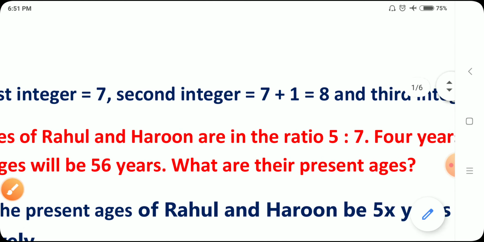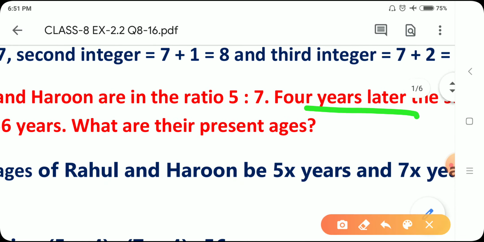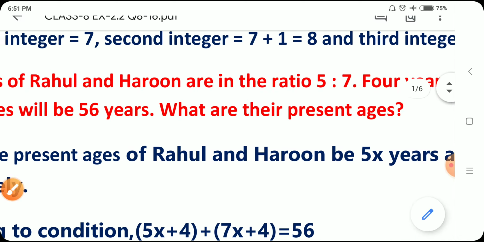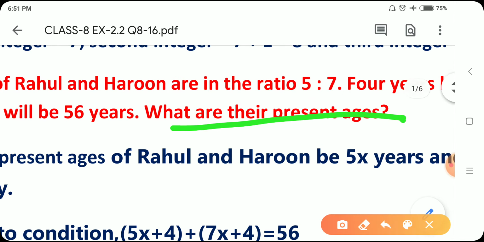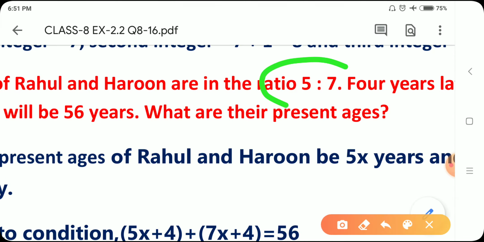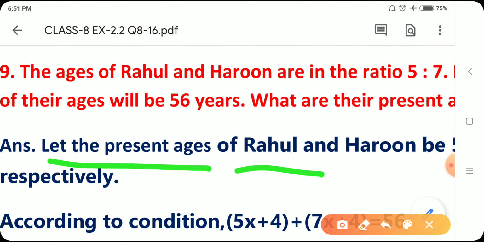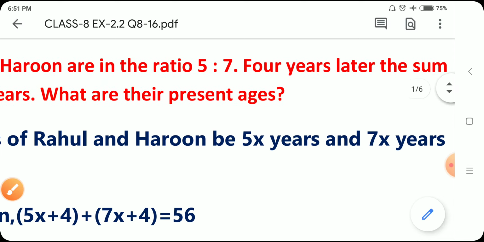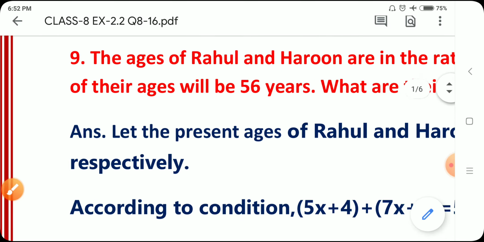Okay, let's move to the next question. Question number 9: the ages of Rahul and Harun are in the ratio 5:7. After 4 years, the sum of their ages will be 56 years. What are their present ages? We have to find out their present ages. The ratio is given, so first we take the present ages of Rahul and Harun as 5x years and 7x years respectively.